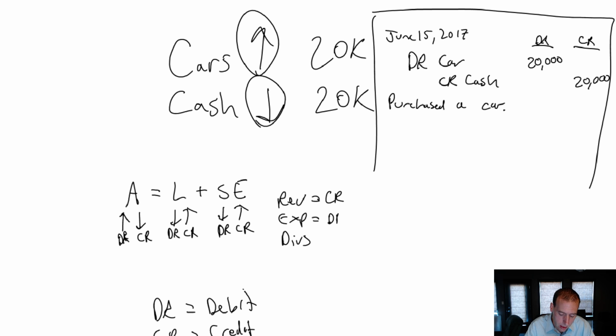Expenses are the opposite. They always hurt our shareholders' equity. So expenses always take a debit. Dividends, much like expenses, always hurt our shareholders' equity. They make retained earnings go down. They take a debit as well.